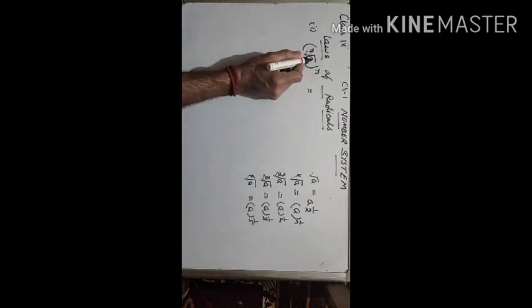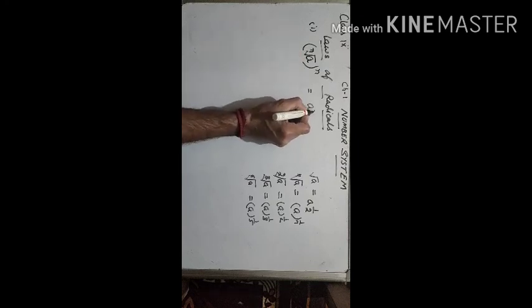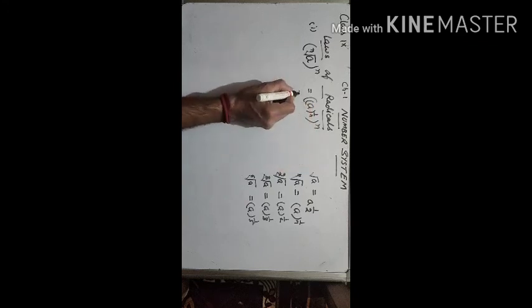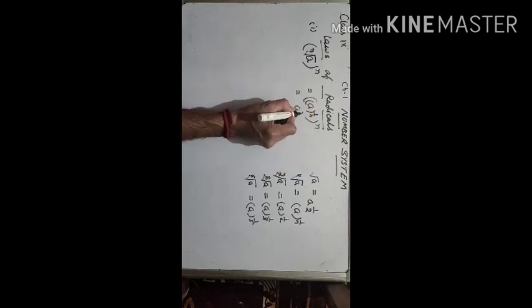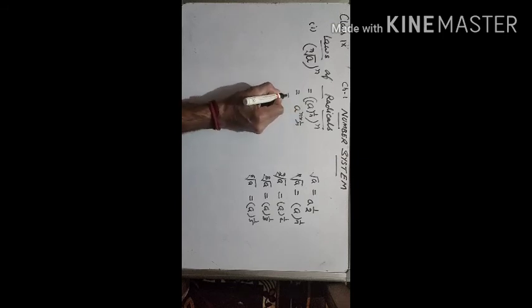Now here, the nth root of a, to the power n, that means a to the power 1 by n, to the power n. That means a to the power 1 by n into n, the n cancels, that is equal to a.